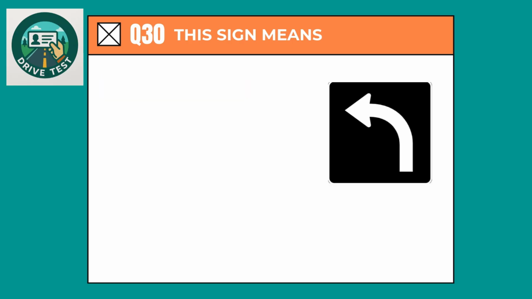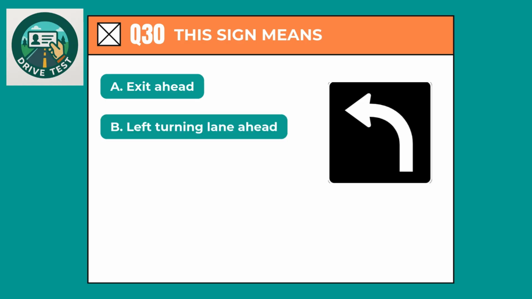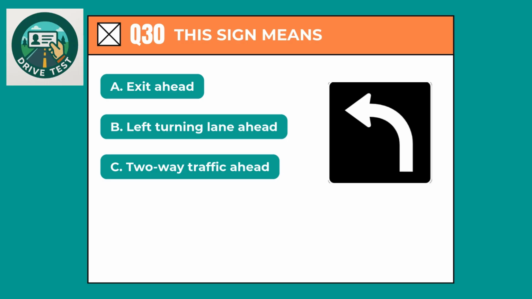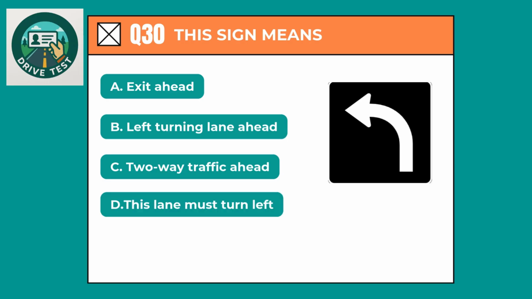Question 30. This sign means A. Exit ahead. B. Left turning lane ahead. C. Two-way traffic ahead. D. This lane must turn left. The correct answer is D. This lane must turn left. If you are in this lane, you must turn left.